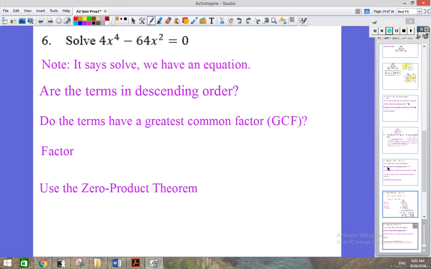Let's take a look at this one. It's another solve. So yes, we're going to factor in order to solve it, but our final answer is going to be able to tell people x equals some number, unless it would have no solution. But these on this quiz will have solutions. Are the terms in descending order? Yeah, 4 and 2. Does it have a greatest common factor? Yes, because 4 divides 64 and x squared is in both of these.